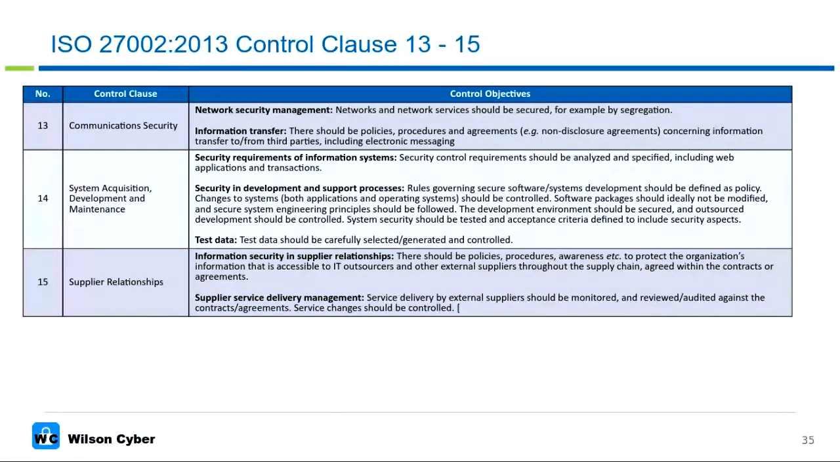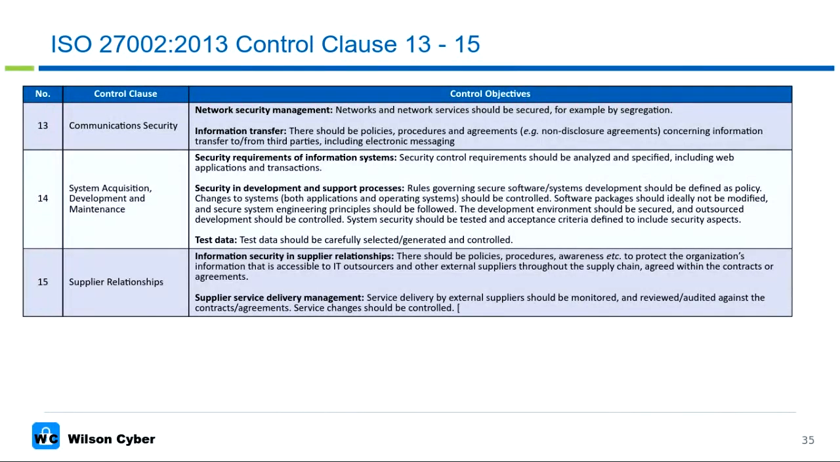Changes to system, both application and operating system, should be controlled. Software packages should ideally not be modified, and secure system engineering principles should be followed. Development environment should be secured, and outsourced development should be controlled. System security should be tested and acceptance criteria defined to include security aspects. And then test data. Test data should be carefully selected, generated, and controlled.